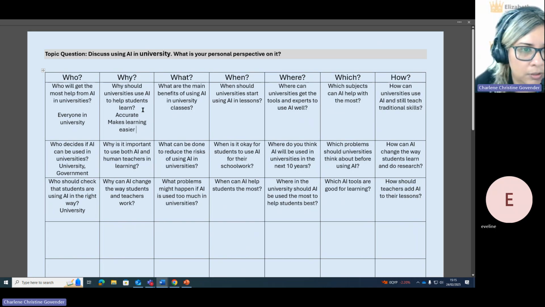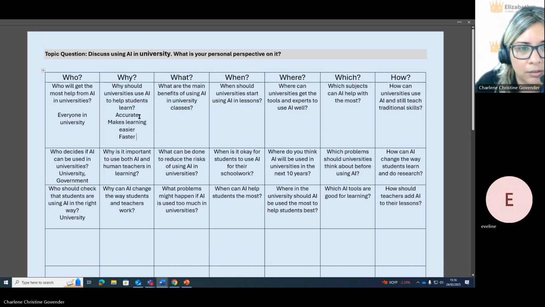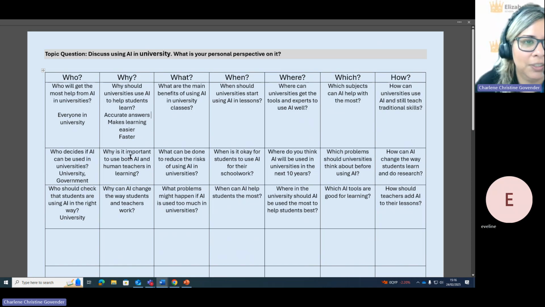It makes it easier. Do you think it makes learning faster? Yeah, more fast. Yeah, definitely. Do you want to continue with your sentence? Maybe accurate answers. Yeah, accurate answers. That's fantastic. Okay, so we got that.